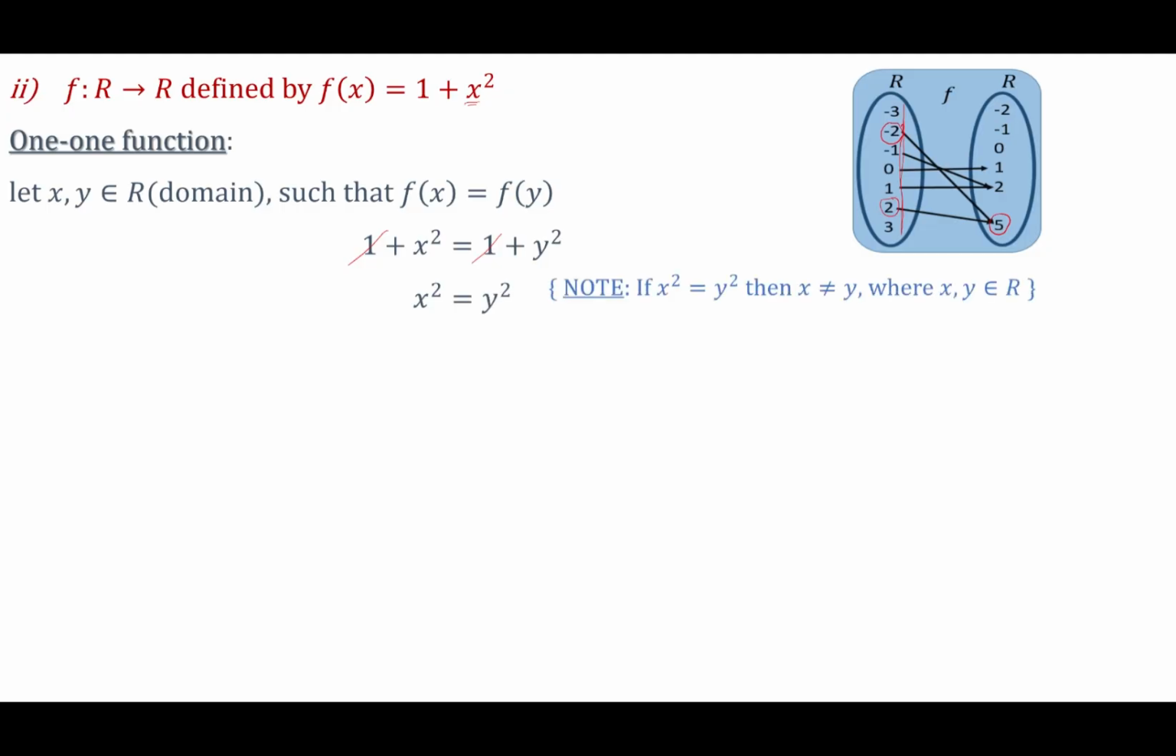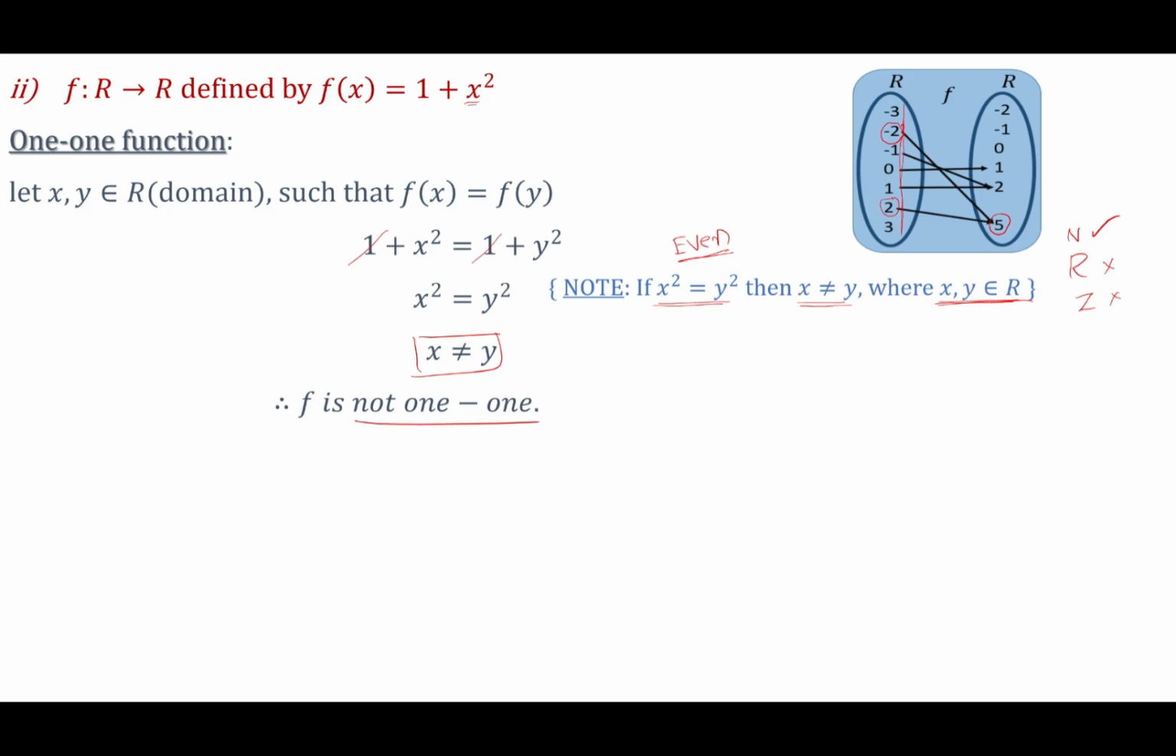Remember this note. If I have even powers, then x is not necessarily equal to y if x and y belong to real numbers. If they belong to real numbers, they are not equal. If they belong to integers, they are not equal. If they belong to natural numbers, yes, they are equal. This is for even powers. So here x is not equal to y. If x is not equal to y, which means the given function is not 1-1. The given function is not 1-1.